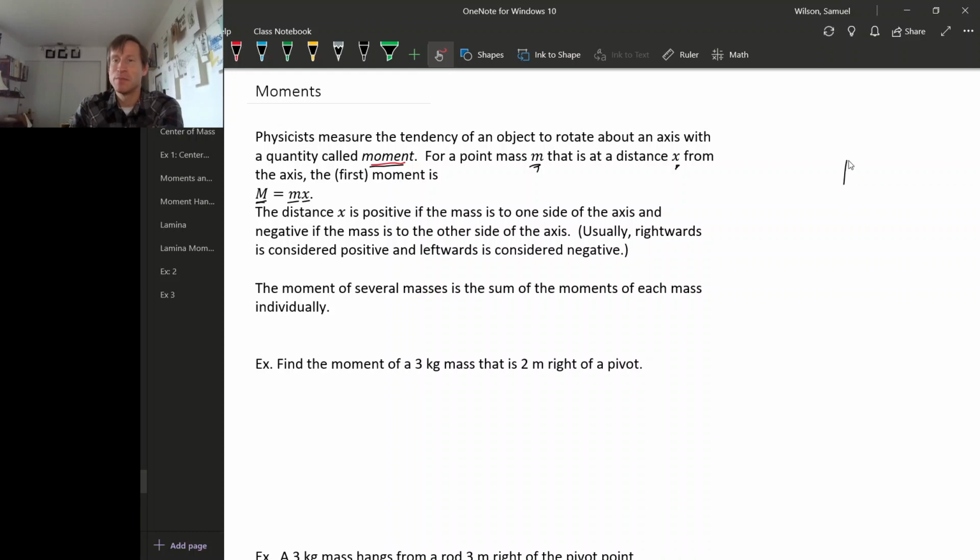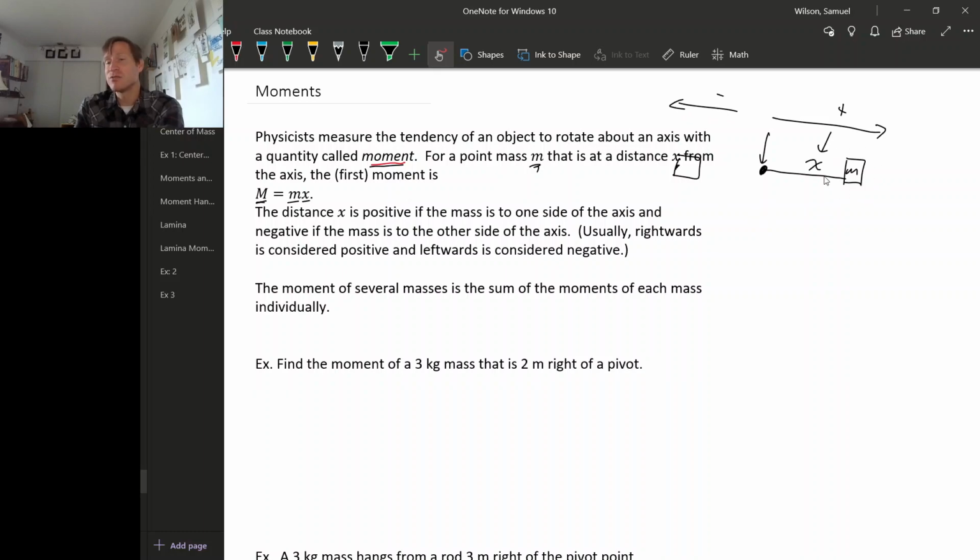So if we have some mass over here, and we're measuring its moment about this point, and it's a distance x, then the moment is just x times m. Since the mass could be on one side or the other of the axis you're asking about, x could be positive or negative. You can imagine that to the right of your pivot counts as positive x values and to the left counts as negative.